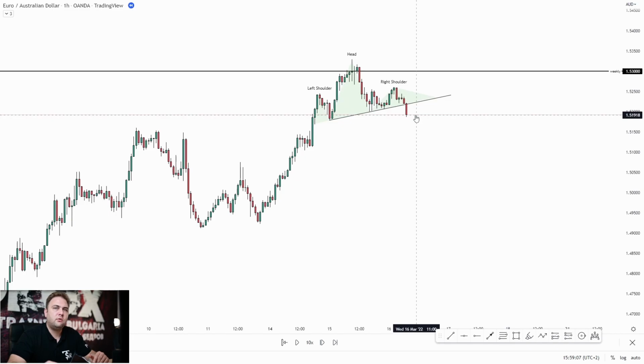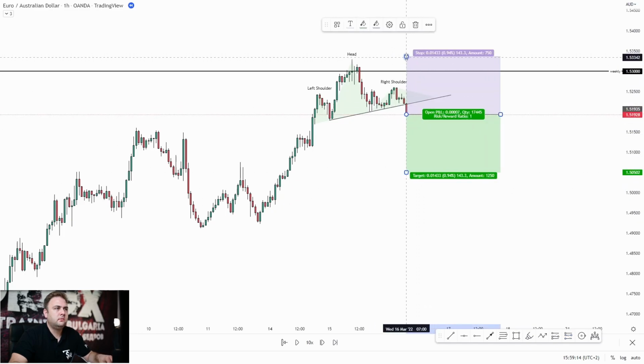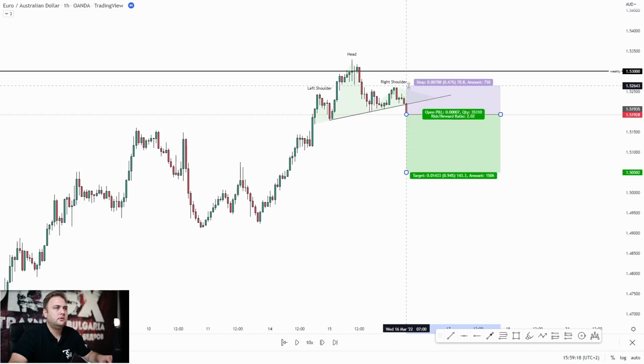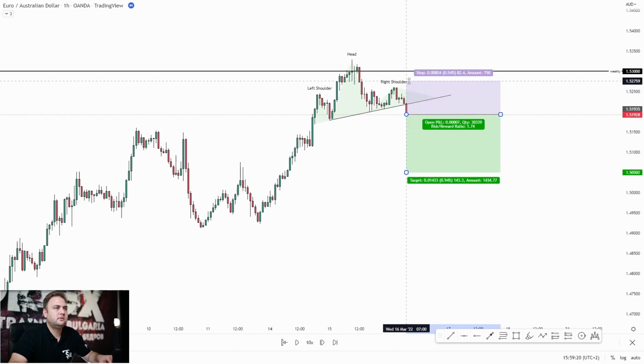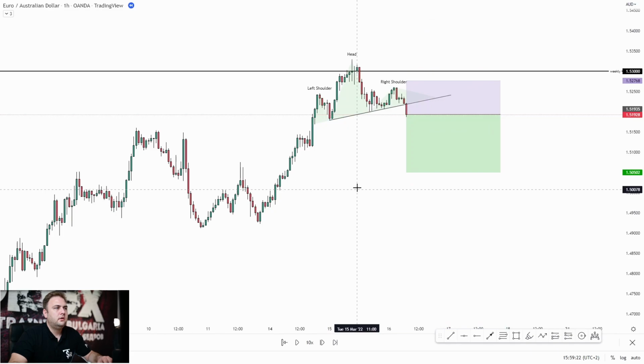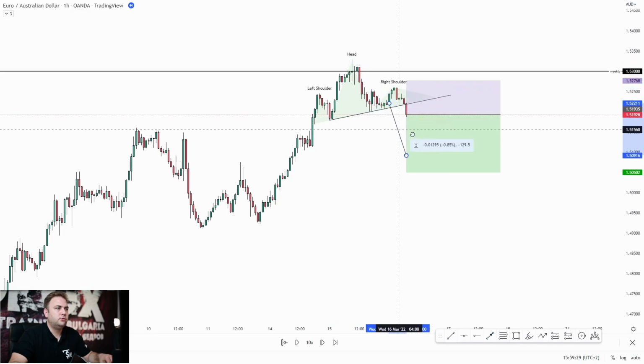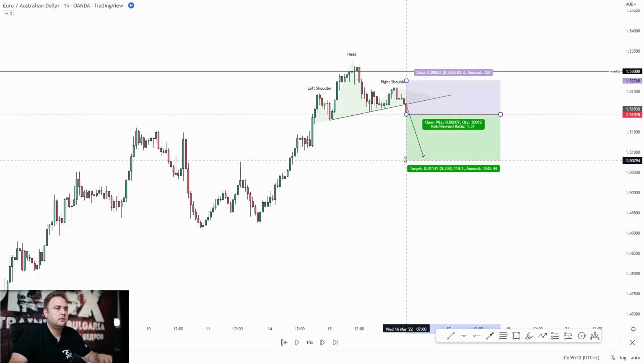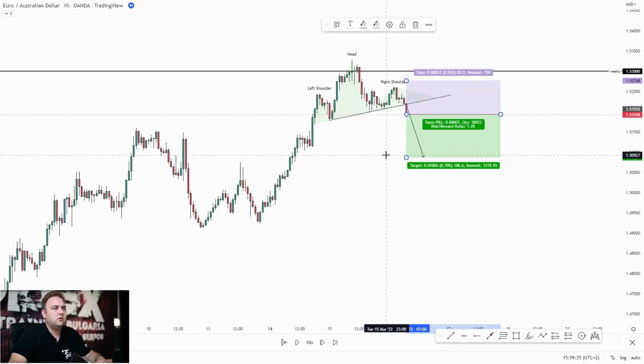Okay, this is our entry in short position. We are entering here. We are making our stop loss above the right shoulder. This is around 85 pips. And let's measure the profit. This is our impulse wave. We apply it from the neckline. And our profit is going to be around 100 pips.